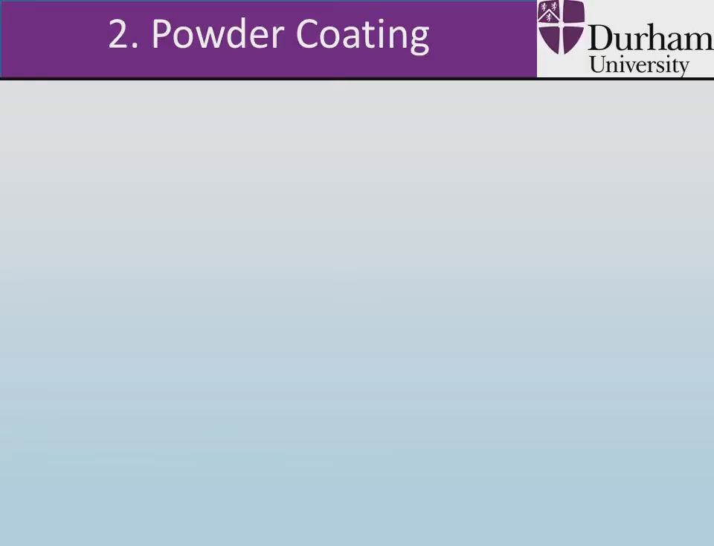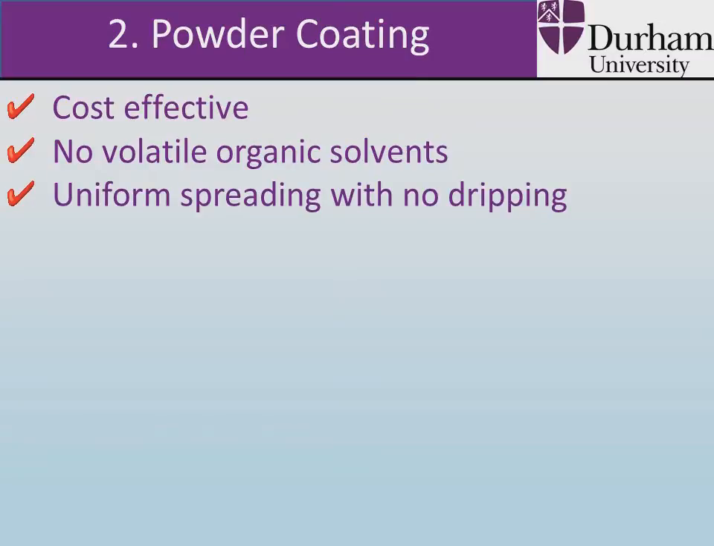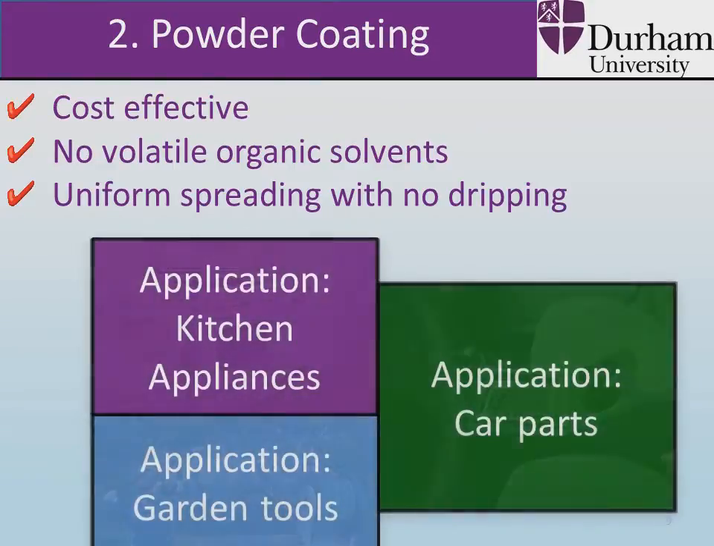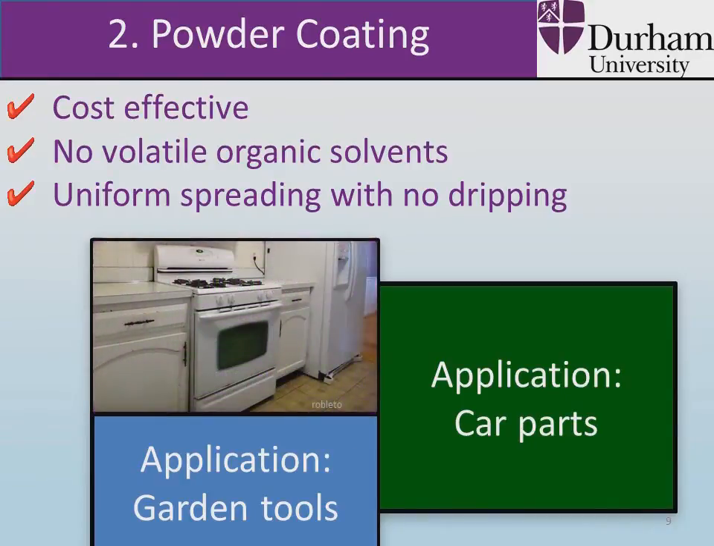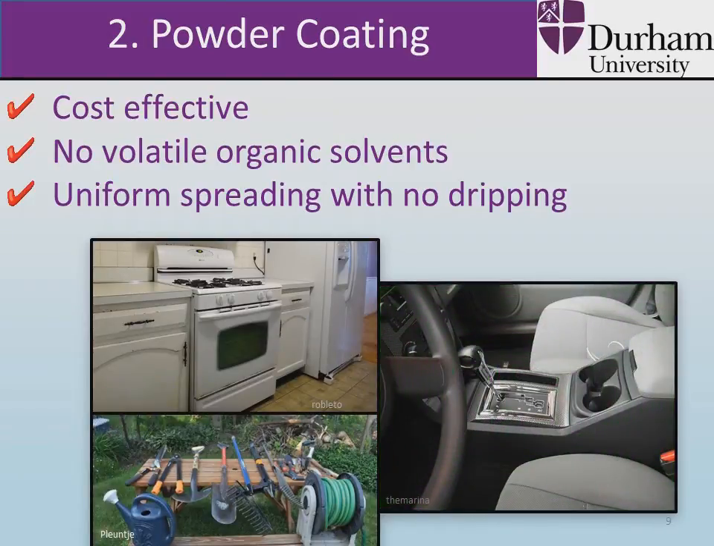Powder coating is arguably more cost-effective than painting, as there is no need to dispose of any harmful solvents, and it is more automatic. Due to the electrostatic attraction, the powder does not drip, leading to a wider variety of applications. Many products we see every day have been coated by this method, such as kitchen appliances, garden tools, and car parts, making up a huge industry.